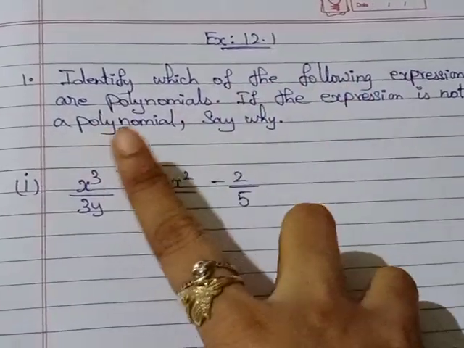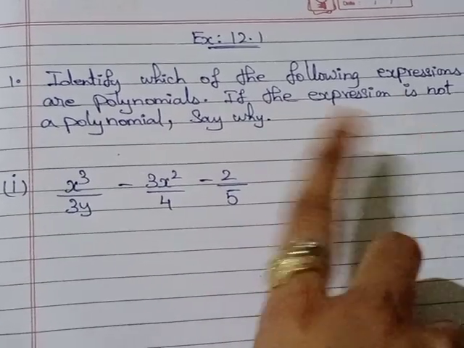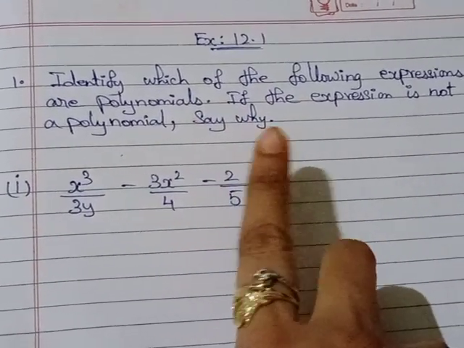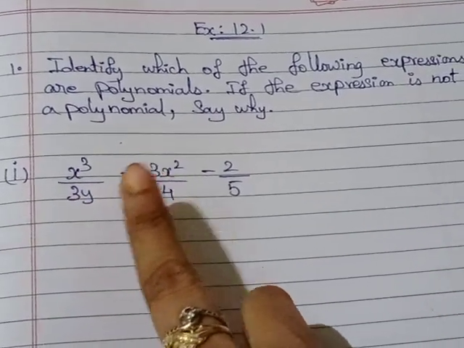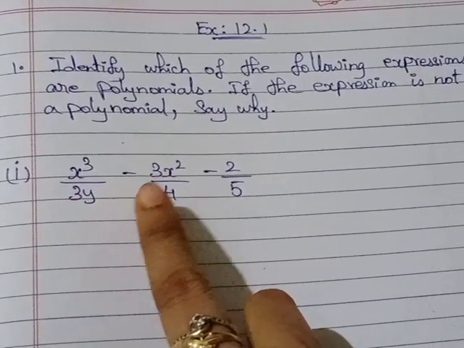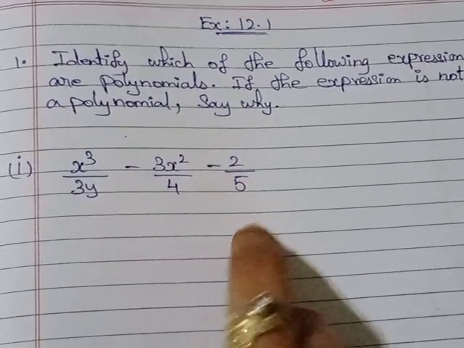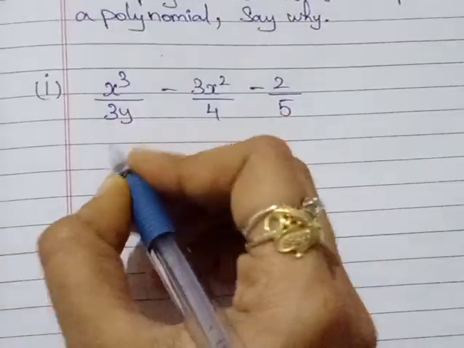Exercise 12.1, the first question. Identify which of the following expressions are polynomial. If the expression is not a polynomial, say why. The first question is x cubed by 3y minus 3x squared by 4 minus 2 by 5. Solution.